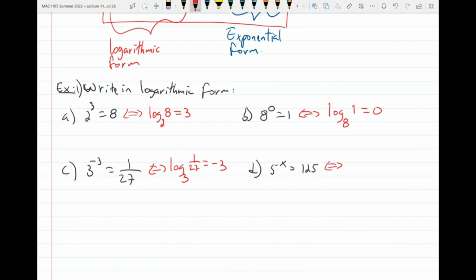Okay, so how about the last one? Log base 5 of 1 over 5 equals x. Very good. Okay, questions in writing an exponential form in logarithmic form?